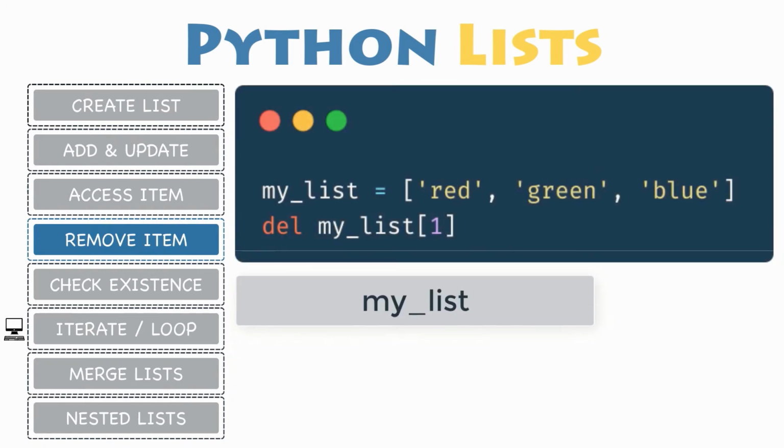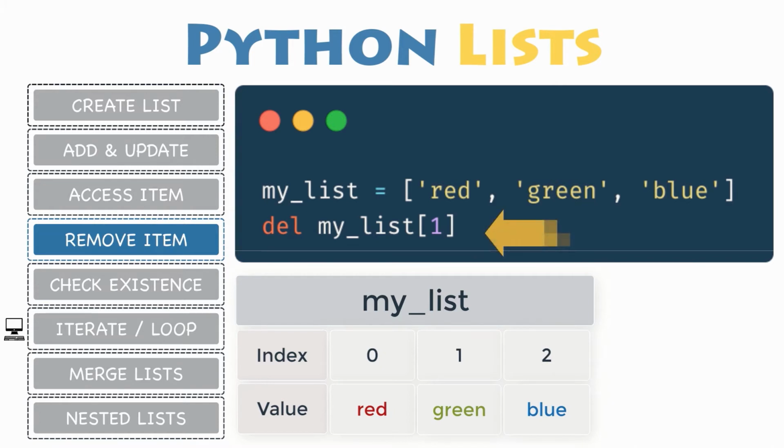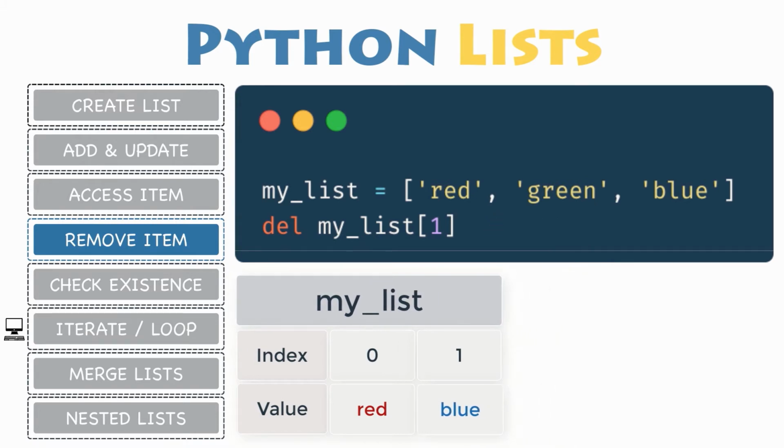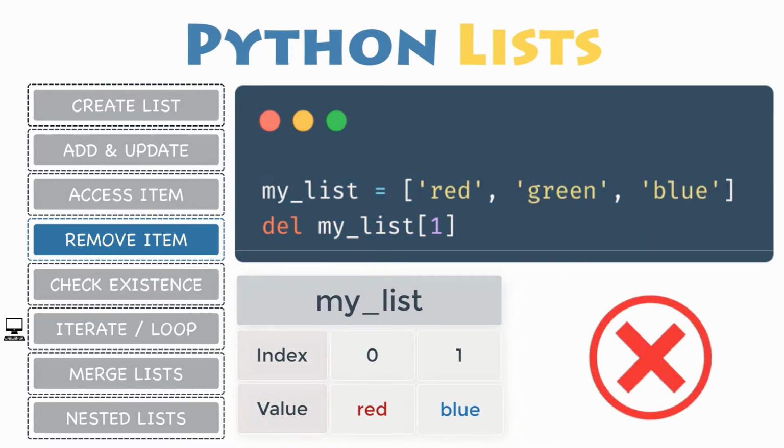If you do not need the removed value, you can delete one or more items from a list using this specific keyword, del. In this same example, using the del keyword will definitely remove the item green from my list, but you won't be able to access this value anymore.